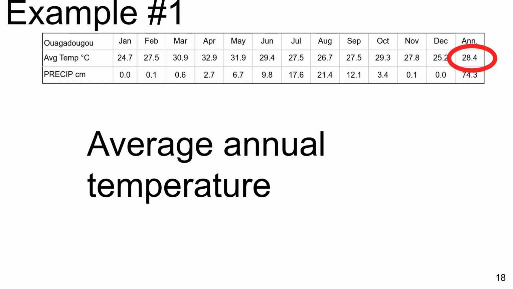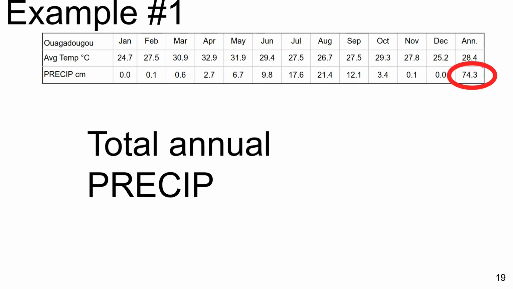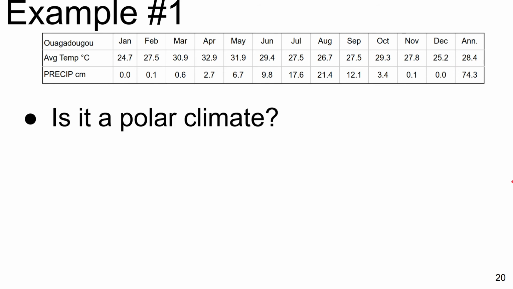So let's look at this example climate in Ouagadougou. Here we've got the average annual temperature. That'll be given to you. I'm not going to make you calculate out the annual. I'll make you calculate the range, but not the annual. So the annual average temperature and then the total annual precip. Both of those will always be given to you. So let's use this as an example.